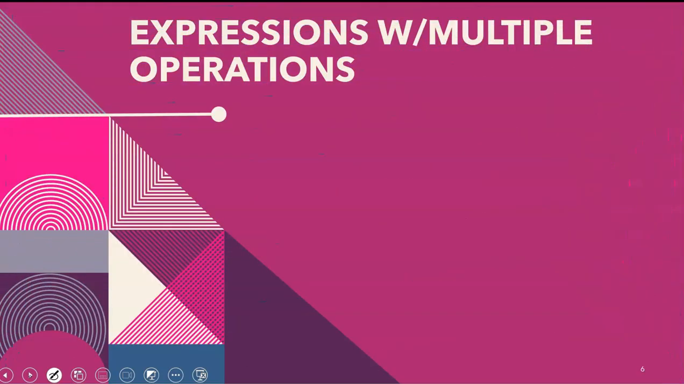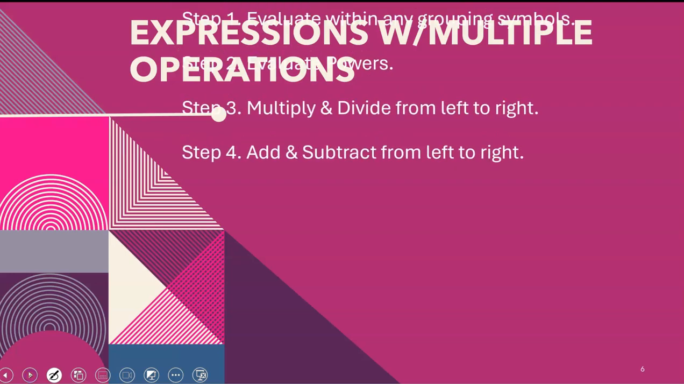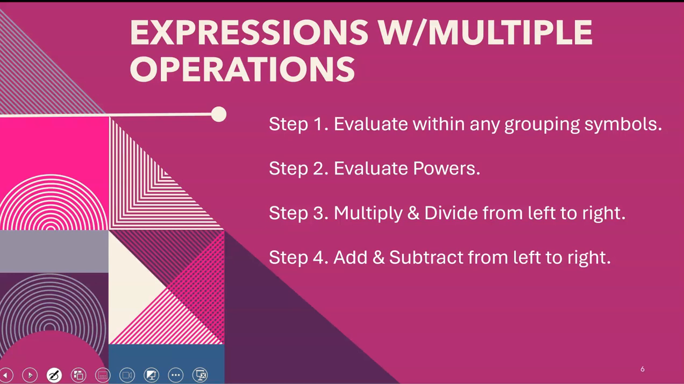What happens when there's more than one thing we have to do? In that case, we use something we probably already know about. It's called the order of operations. So let's break it down. First, we evaluate any values within grouping symbols, whether they be parentheses, brackets, or braces. Those are what we call grouping symbols. Then we evaluate any powers or exponents we have.